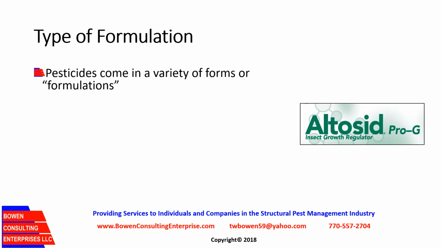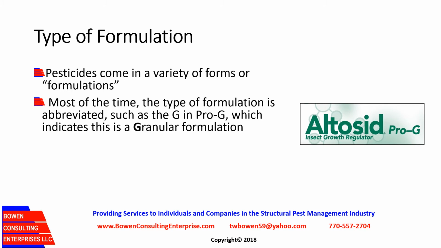Pesticides can be purchased in a variety of forms or formulations. Most of the time, the type of formulation is shown with the brand name or product name and is usually abbreviated. The G in Altosid Pro G indicates that this particular product comes in a granular form.